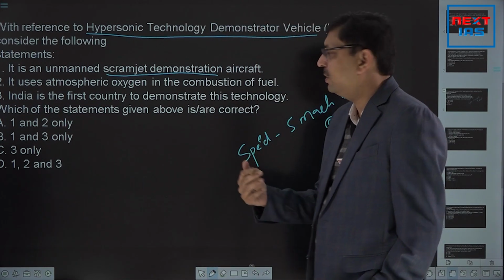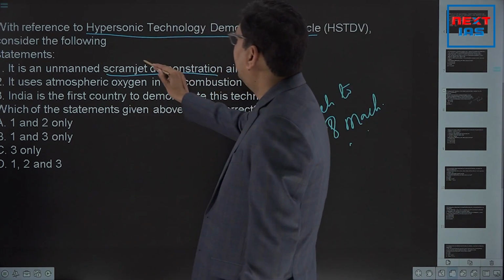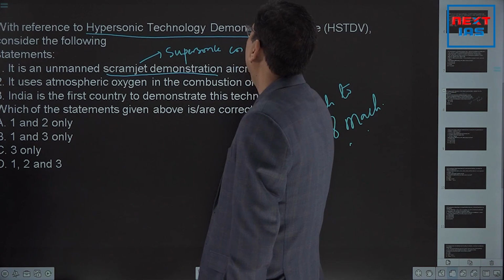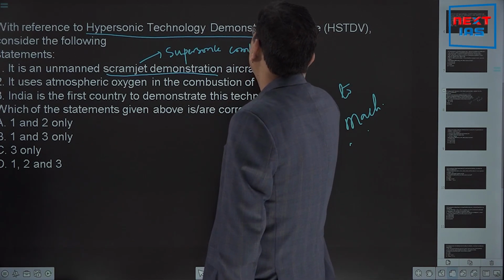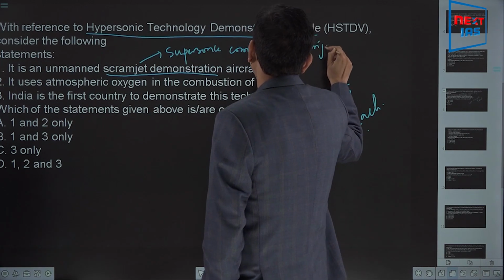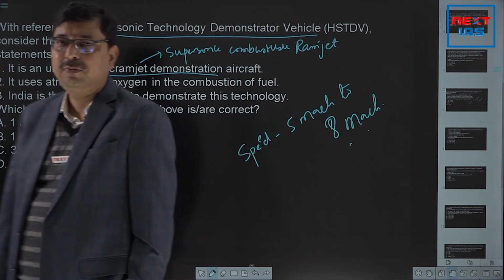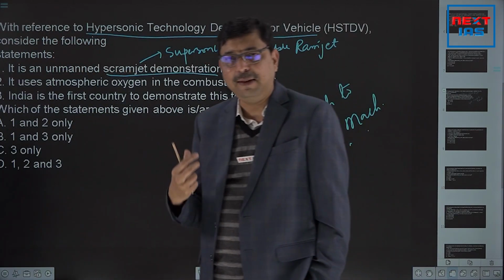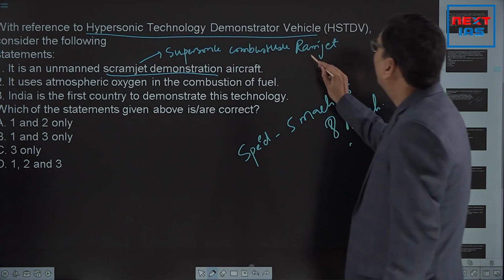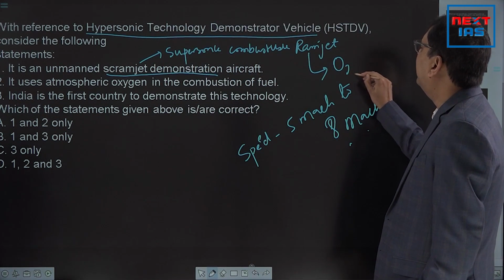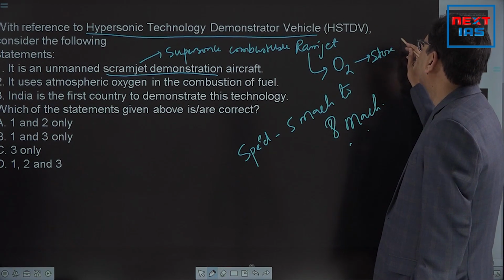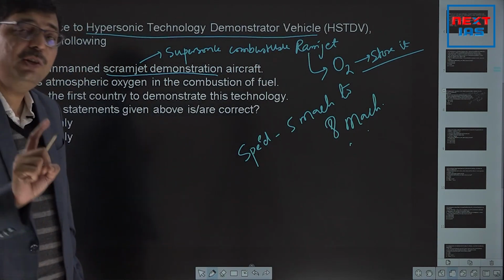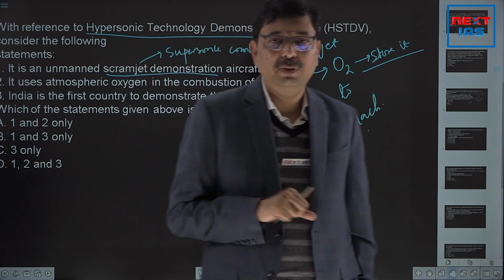What is a scramjet demonstration aircraft? Basically, scramjet is supersonic combustible ramjet. First let me tell you one thing, ramjet. In ramjet technology, vehicle filters the atmospheric oxygen and stores it. So basically in scramjet and ramjet technology, ramjet you find in BrahMos, scramjet you are finding here.